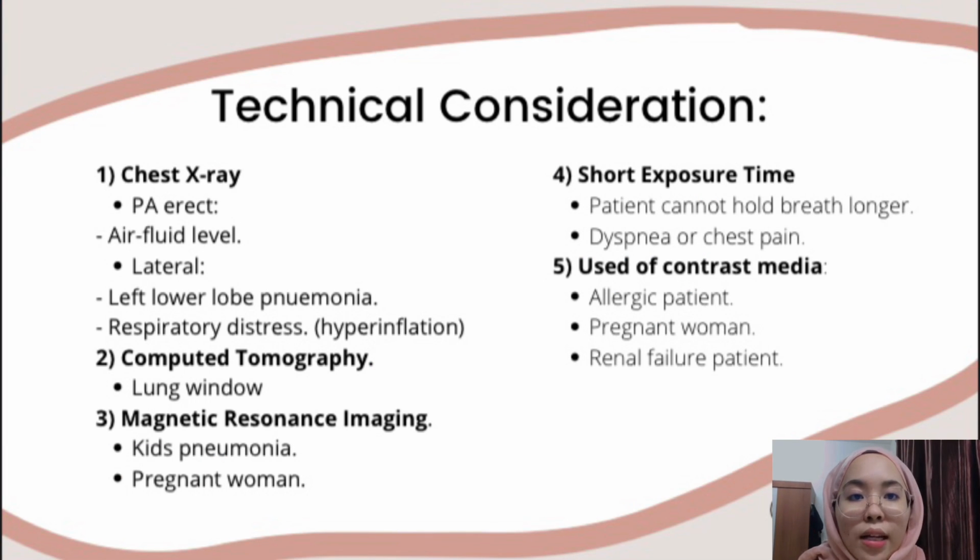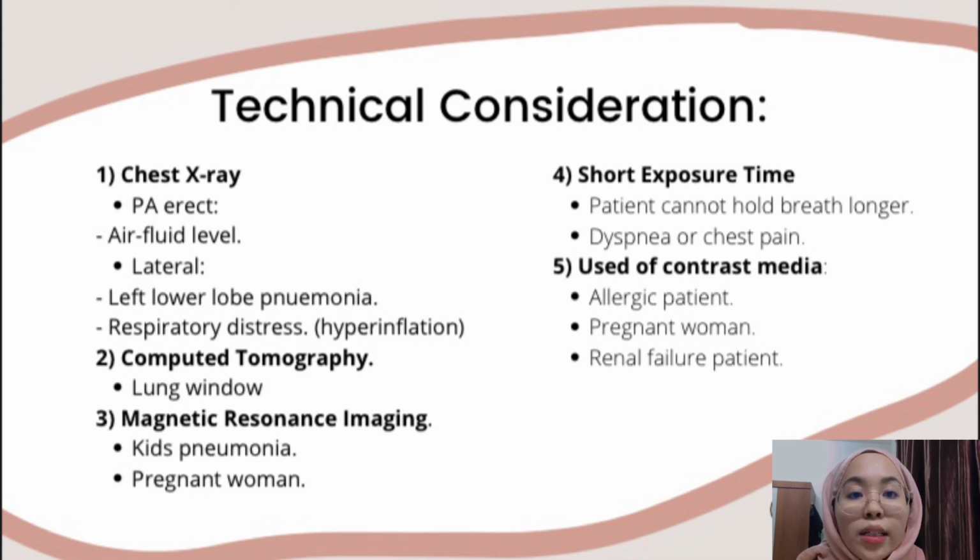Next, we go to the technical considerations. For the chest X-ray, we need to do PA erect because we want to see the air fluid level, and we also need to do a lateral erect chest X-ray because we want to see the left lower lobe pneumonia, and it can also show respiratory distress, which is the hyperinflation of the diaphragm.